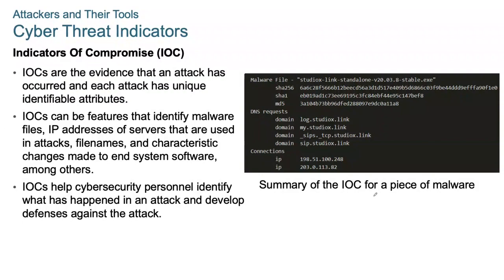So, the summary of this IOC for a piece of malware: you can see in this case that the malware file is a Studio link or standalone version. This exe file is there, and it is hashed with the hash functions SHA-256 and MD5. Then it is good to check the cyber threat indicator, or the indicator of compromise. Check whether this particular mail or message came from a legitimate user or not.